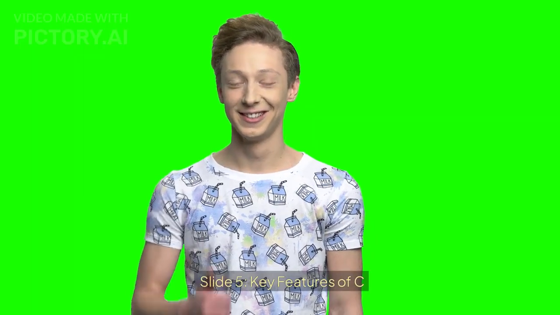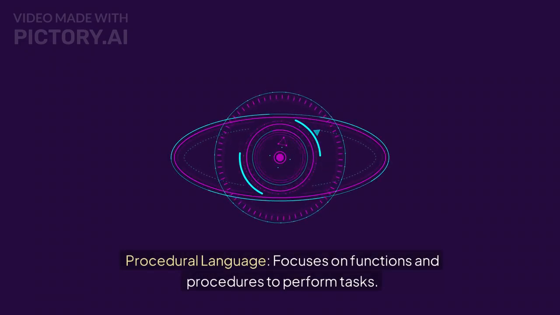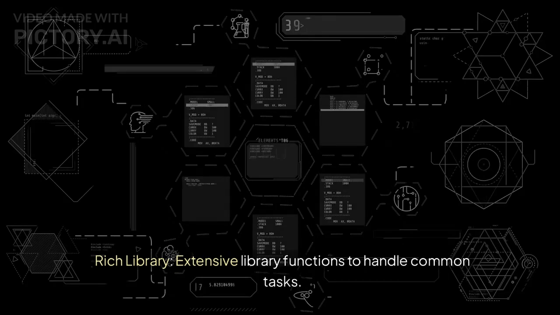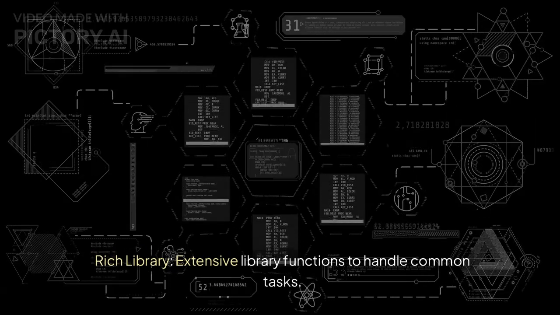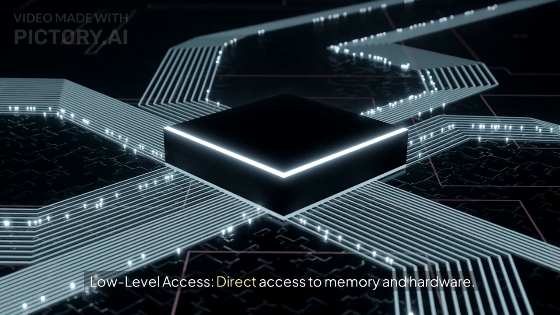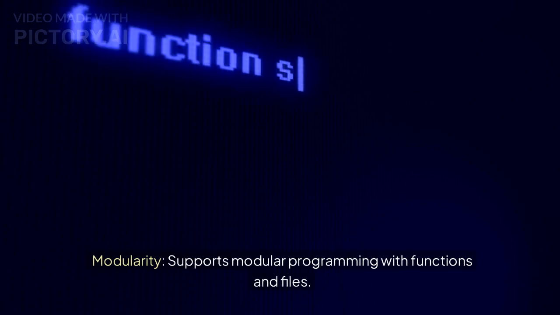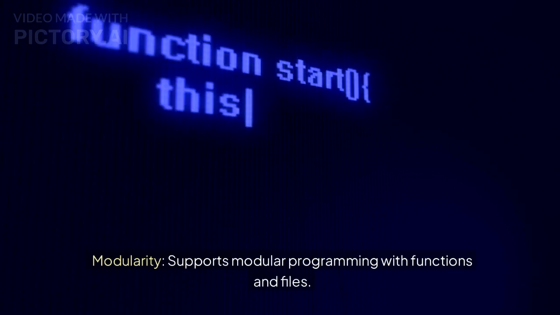Slide 5. Key features of C. Procedural language. Focuses on functions and procedures to perform tasks. Rich library. Extensive library functions to handle common tasks. Low-level access. Direct access to memory and hardware. Modularity. Supports modular programming with functions and files.